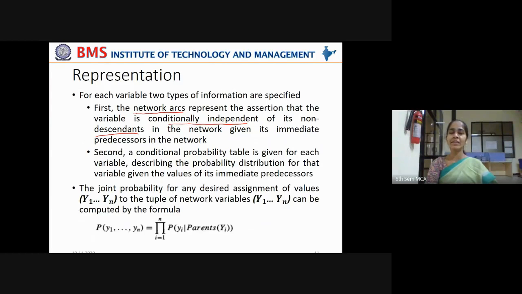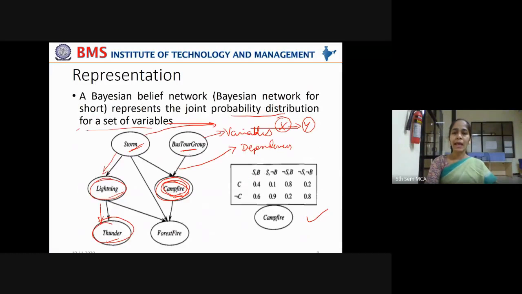As I said, non-descendants means thunder, lightning. These are non-descendants, or not predecessors, for campfire. So they are conditionally independent. That is how you need to understand, in the network, given its immediate predecessors in the network. I'll go back once again. Now, campfire, listen carefully, campfire is conditionally independent of lightning and thunder given storm and bus tour group.